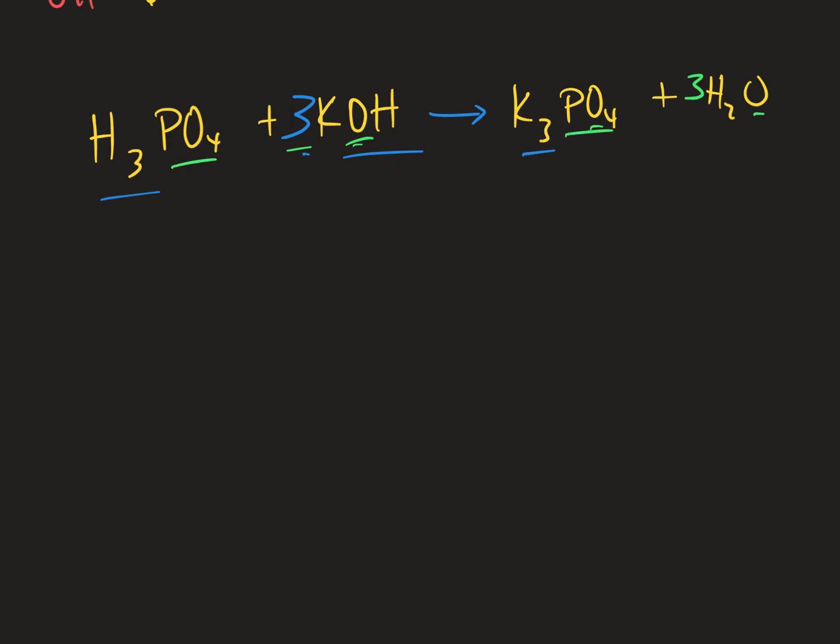Now we can do hydrogens. Which side should we do? The side with the most. We have 3 here and 3 here. That's 6. And we have how many there? 3, times 2 is 6. 6. Oh, so it's balanced. Oh, it's all balanced. Not too bad, right?